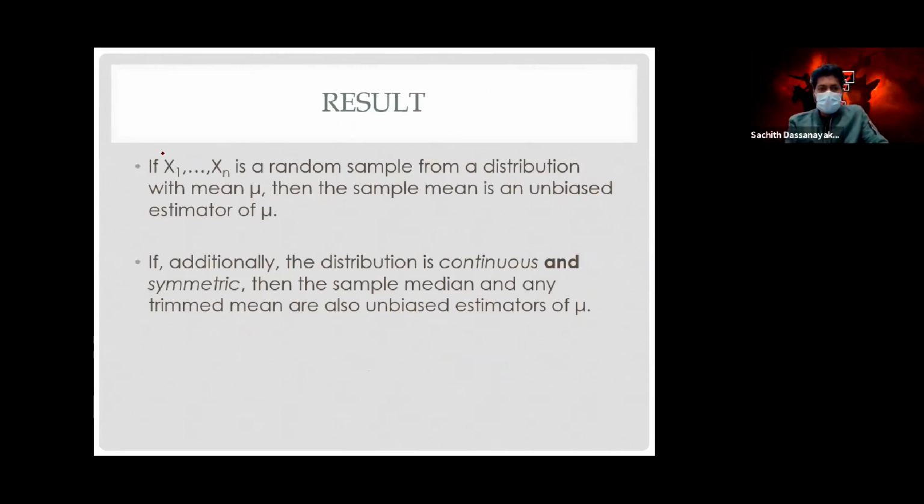X1 to Xn is a random sample from a distribution with mean mu. Then the sample mean is an unbiased estimate of mu. Most of the time, normally, the mean x bar is an unbiased estimate of mu.